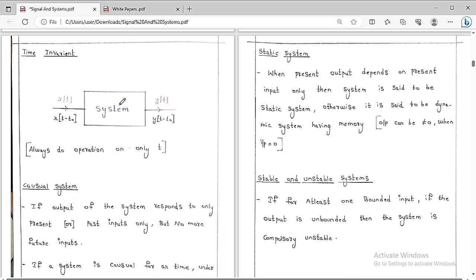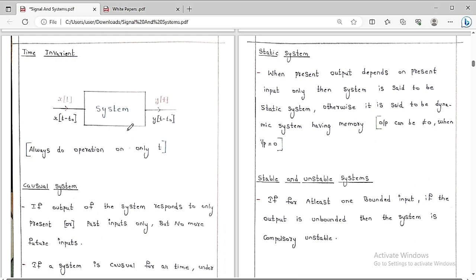So we can say for a system, if the input is x of t, then we are going to get the output y of t. If the input is delayed by some amount of time t0, then the output should also be delayed by the same amount of time t0. So these things you always have to keep in your mind. Always you have to do the operation only on the time t. I have already told you how to check whether a system is time variant or time invariant.